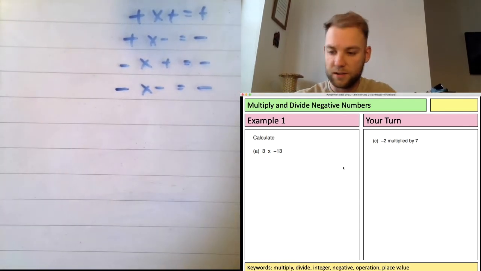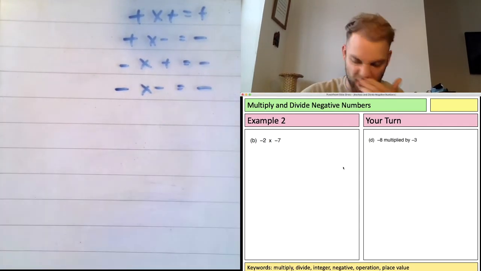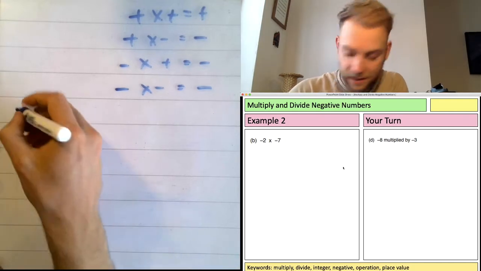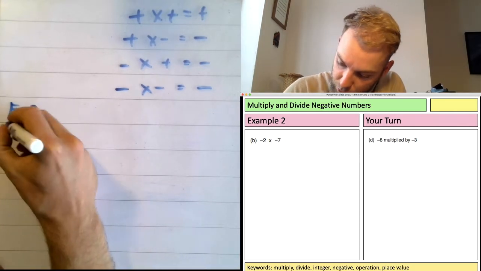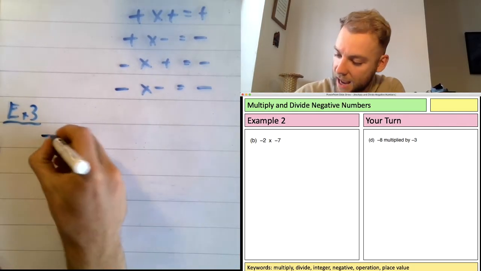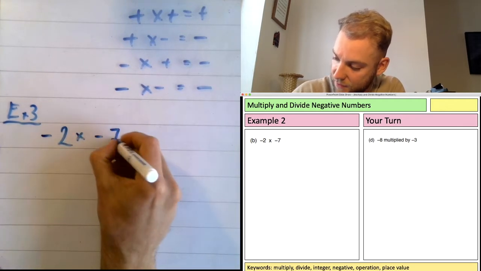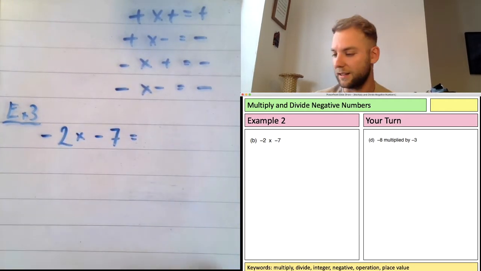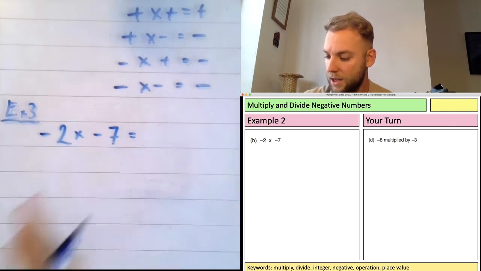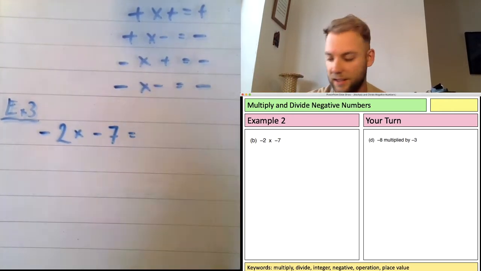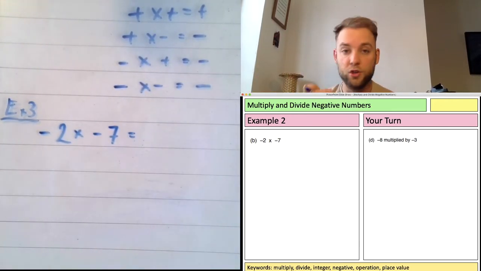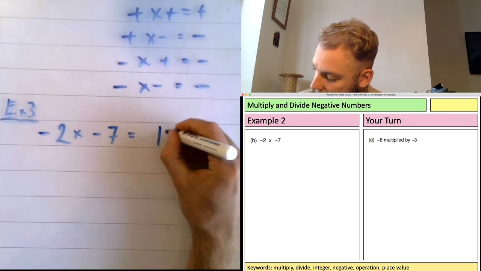Okay, so let's have a go at some more of these. I think you'll probably find these straightforward now. So, example 3. So negative 2 times by negative 7. Now this looks quite similar to the last one, but it's not. Okay, so negative 2 times by negative 7. So deal with the numbers first. 2 times by 7 is 14.